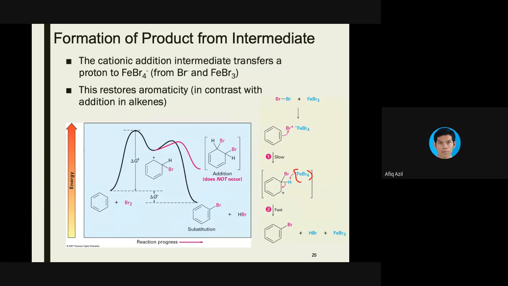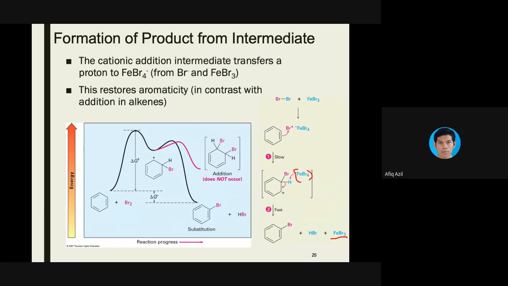And you have HBr as a byproduct, and this is your catalyst. Remember, a catalyst does not change form. This can be used again for another reaction. The cationic intermediate transfers a proton to FeBr4 minus. This restores aromaticity, in contrast with alkene addition.